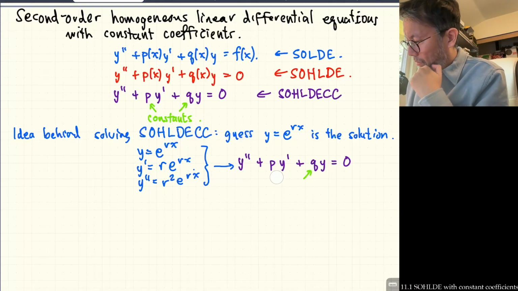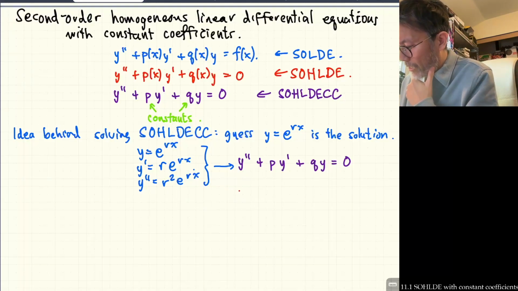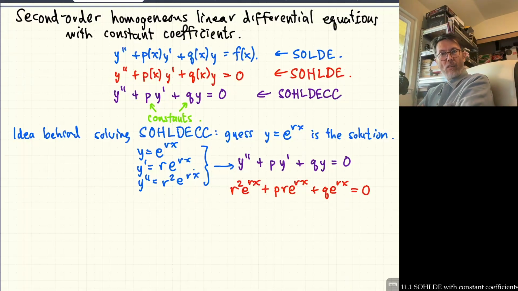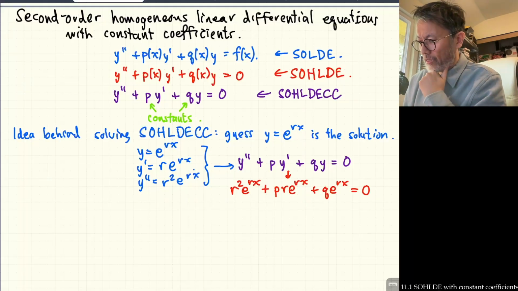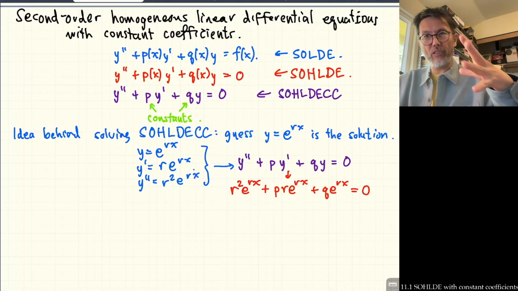What we're going to get out is, so y double prime is r squared e to the rx. Plus p times y prime, which is r e to the rx. And then finally, we have q times e to the rx. All of this is equal to 0. So this is the result of me trying this solution, e to the rx, where r, sorry, maybe I should have said this, r is just some constant, okay?